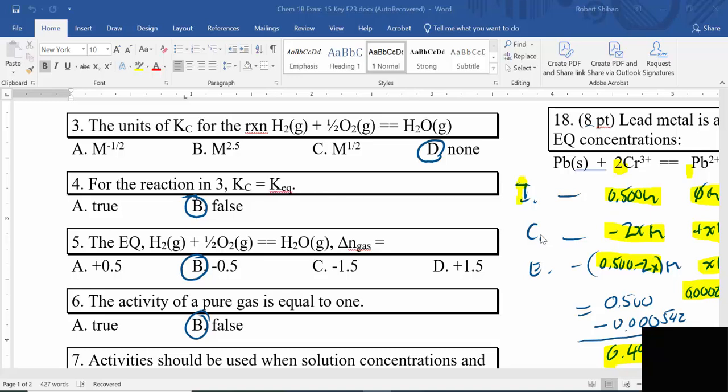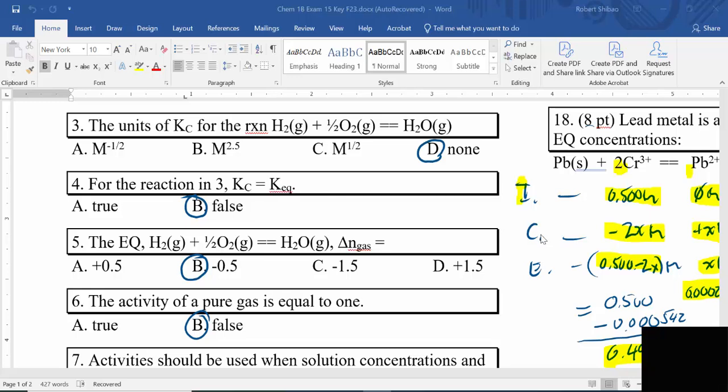But for this, for Kc we use molarity, the molar concentrations, and then we plug them into the Kc expression. We drop all the units. For Keq, we use the pressure, either in atmospheres or in bar, and then we drop the units from that. So this is false.